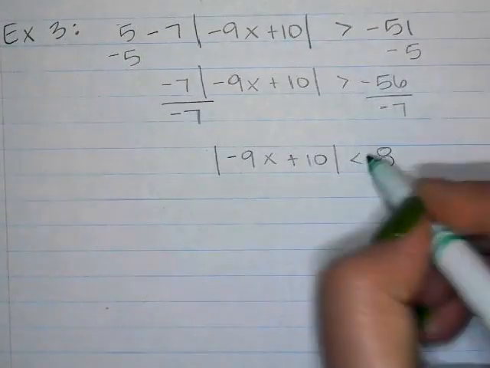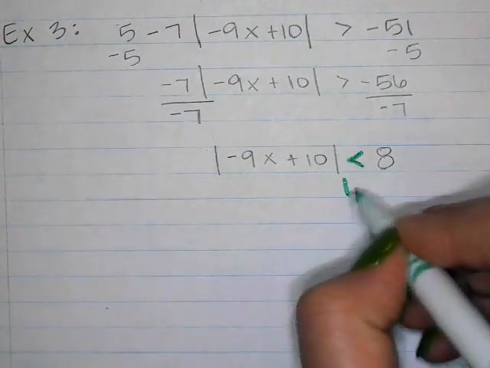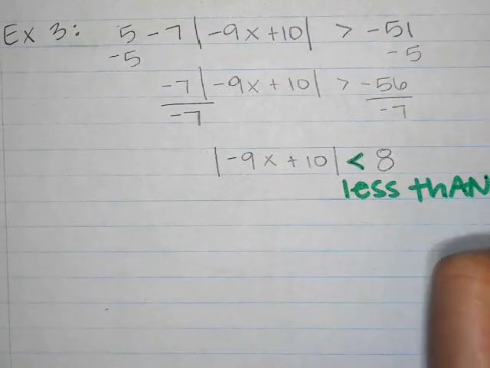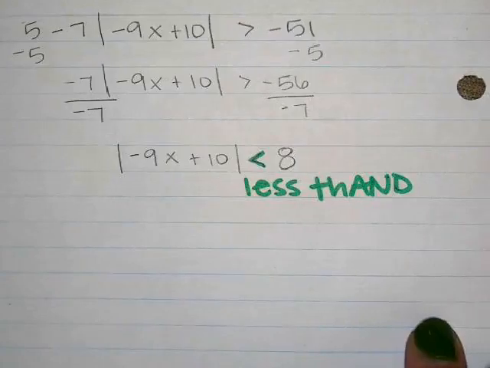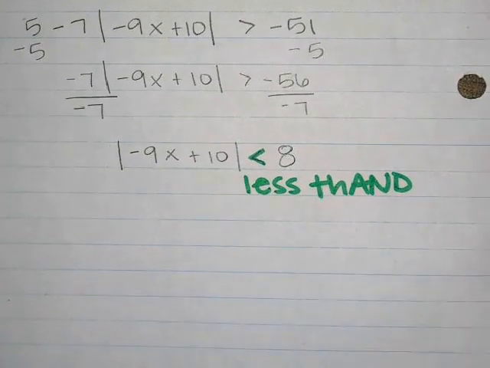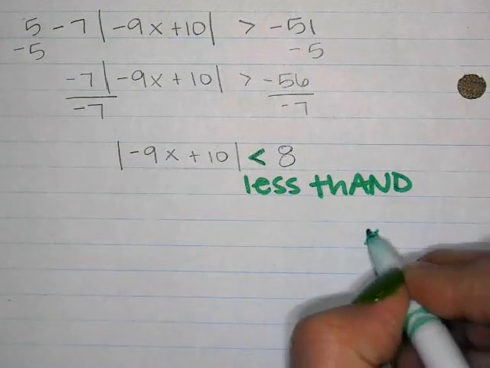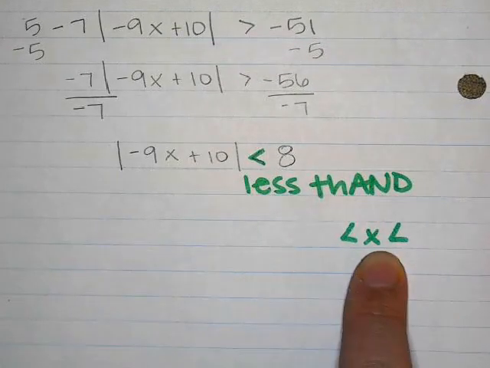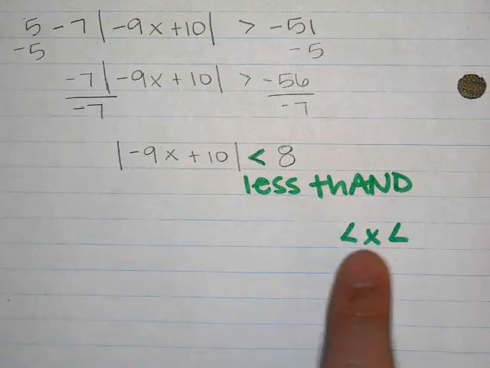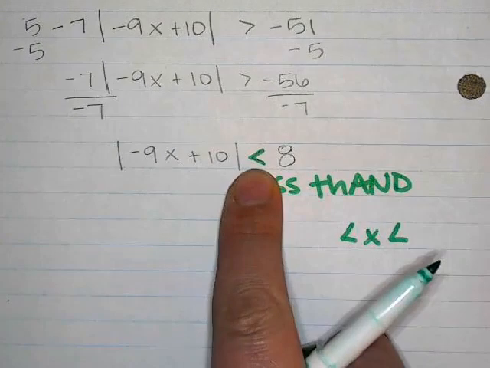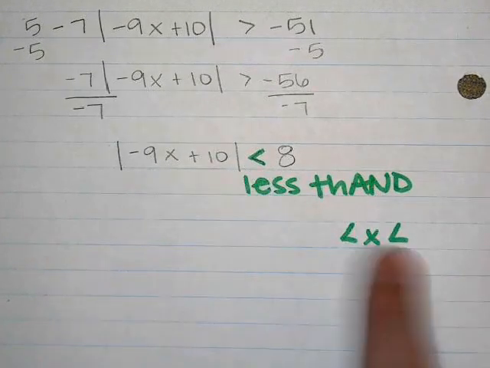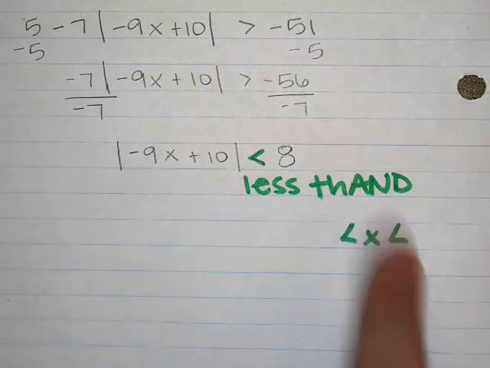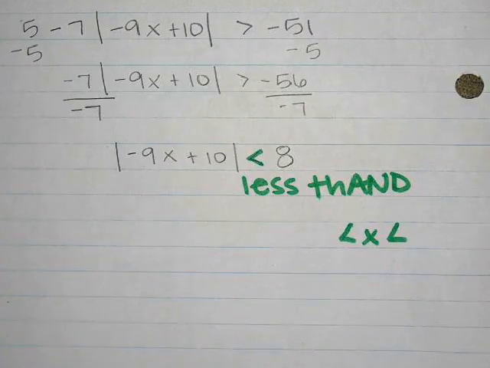Less than. So what kind of answer are we going to have? A sandwich. Okay, so I'm going to have an x in the middle, and then I'm going to have a sandwich. And when you write your sandwich, your little symbols match the symbol here. They both go the same way. Okay? So we're going to have less than, we're going to have a sandwich.